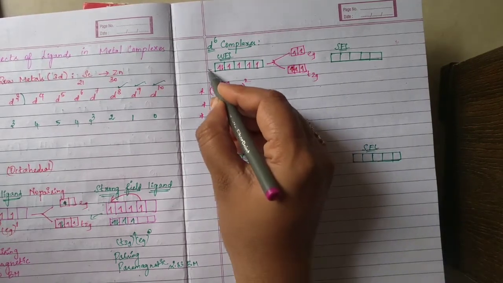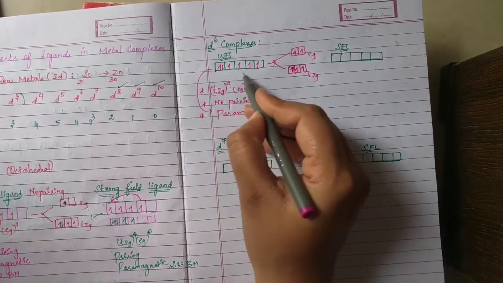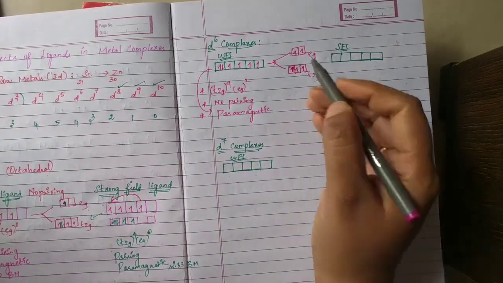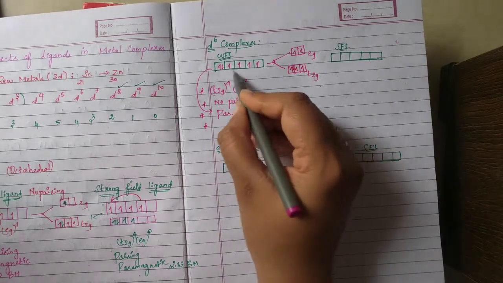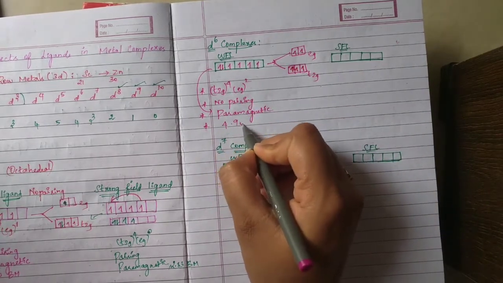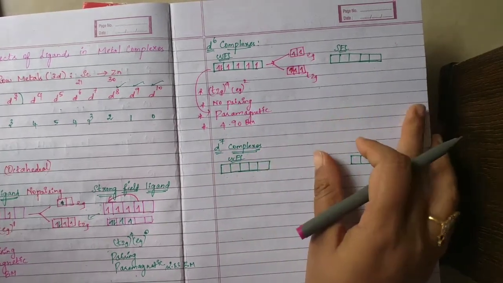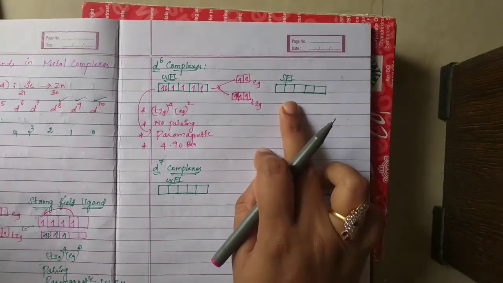So this unpaired electrons leads to this one, students. This one you can take. No need to take this one. Next, it has 4 unpaired electrons, so the value is 4.90 Bohr magneton. Clear, students? Next, for strong field.